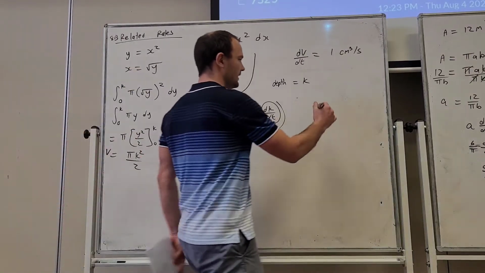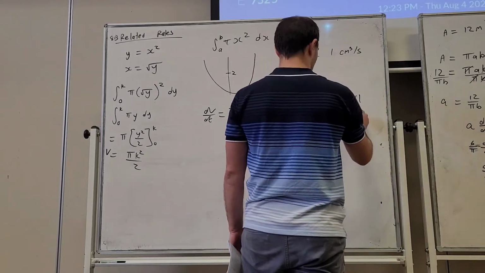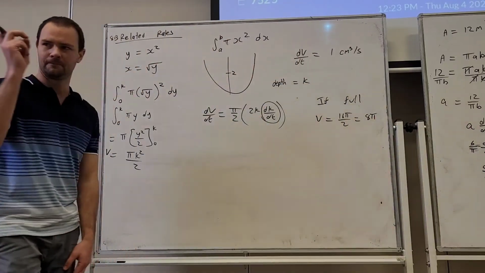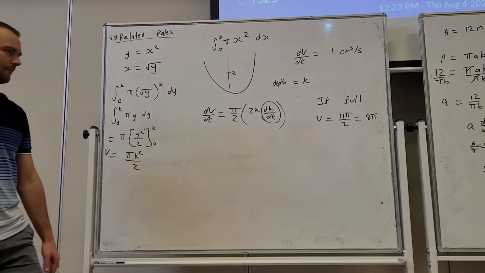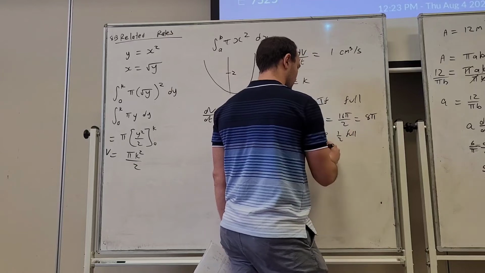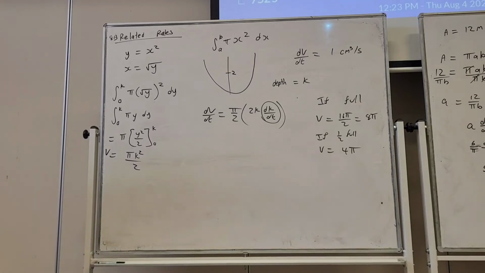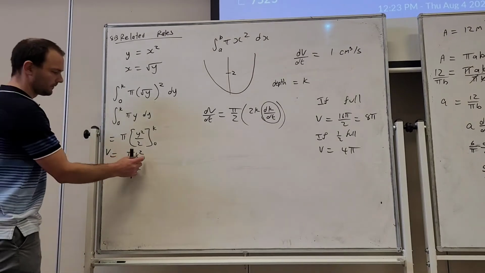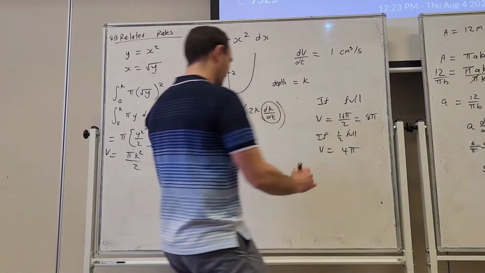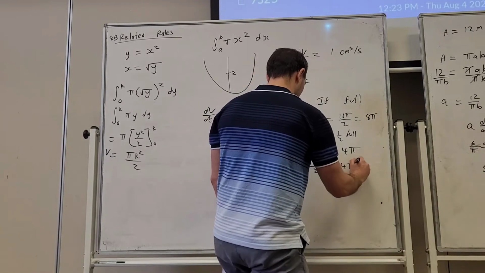Let's figure that out. If full, the volume is going to be, what's that, 16 pi on 2, it's going to be 8 pi. Okay, so therefore, if it's half full, if we're filling it up halfway, the volume is going to be 4 pi. Now all that is left is to figure out what's this value of k that gives us a volume of 4 pi. So what's the volume formula? Pi k squared on 2 equals 4 pi.